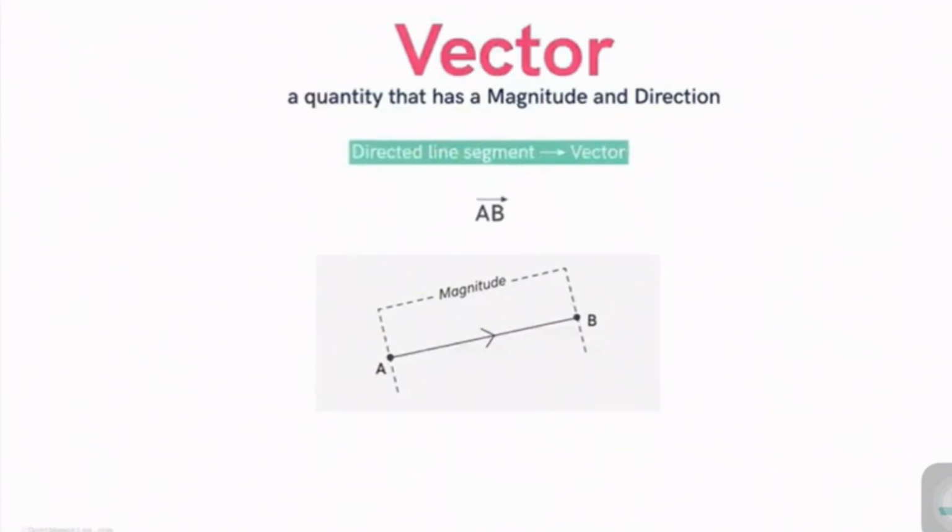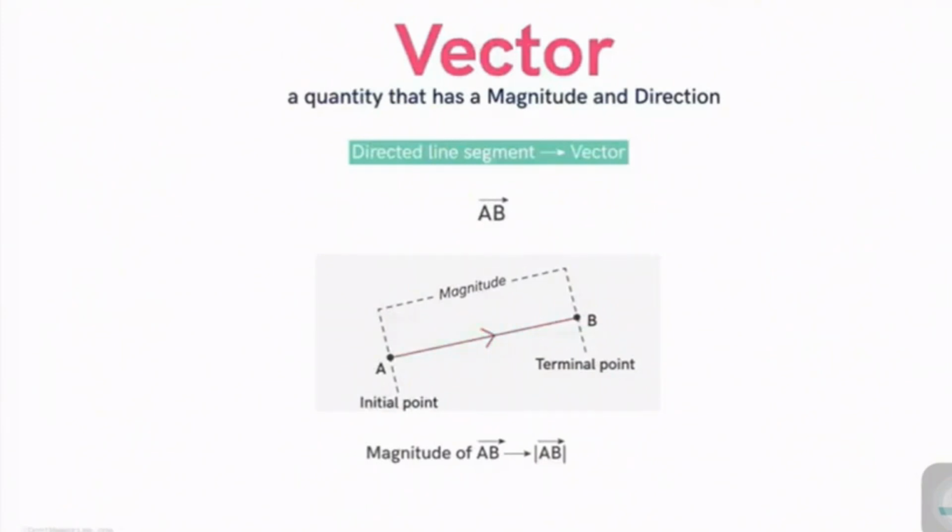We denote it as this. It's called vector AB. The arrow above the letters tells us that they represent a vector. The point A from where the vector AB starts is called its initial point, and the point B where it ends is called its terminal point. The distance between the initial and the terminal points of a vector is called the magnitude or the length of the vector. It's denoted as this, and the arrowhead indicates the direction of the vector.